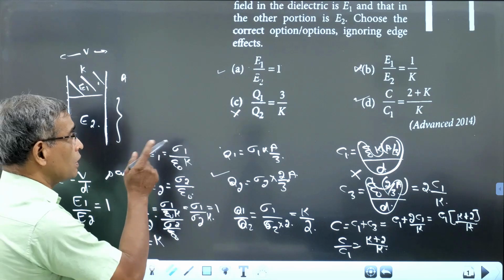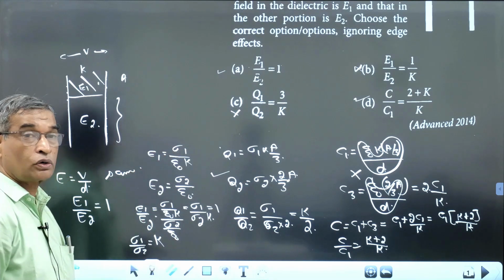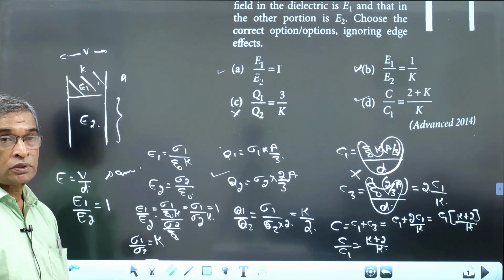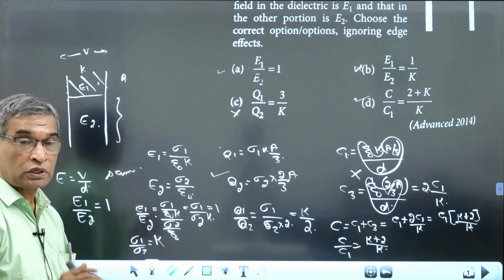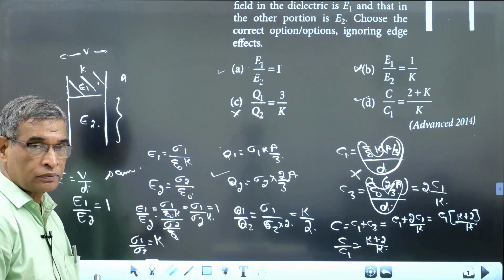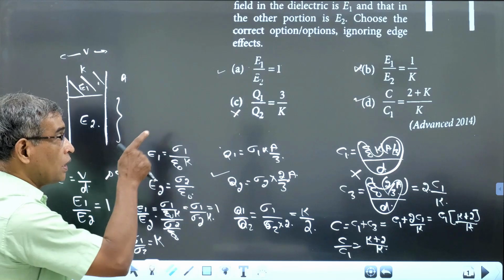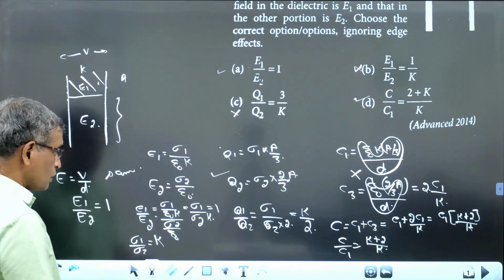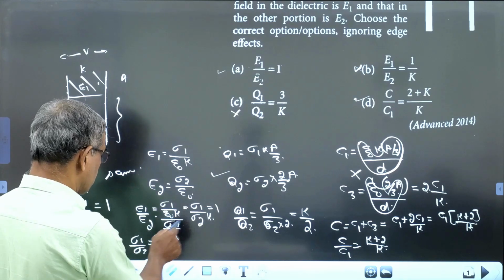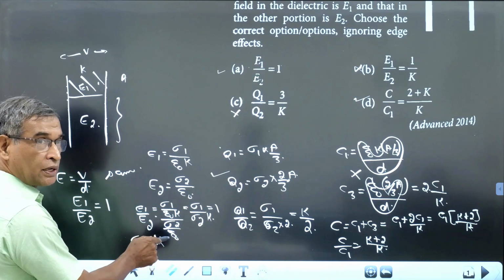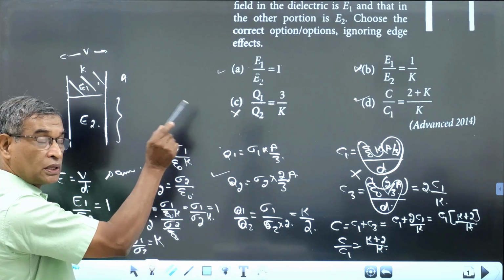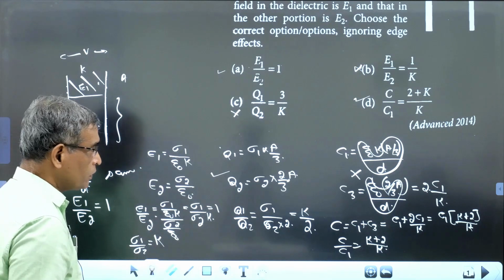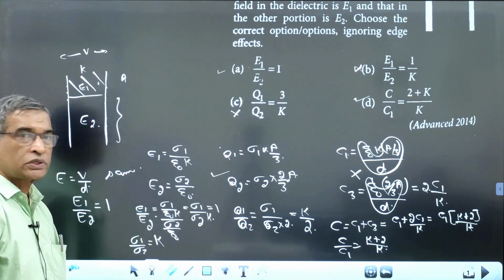Now you see, when multiple options are there, you have to verify all the options, and therefore it consumes more time than other questions. One more option we could introduce during our discussion is what we found, sigma 1 by sigma 2 is equal to K; that could be included in the options. Okay, now this finishes this question.